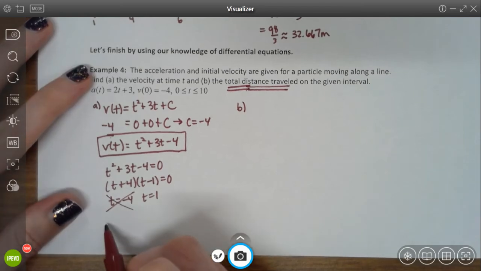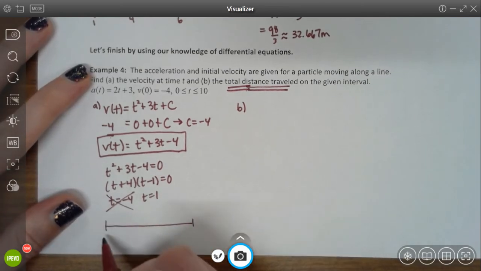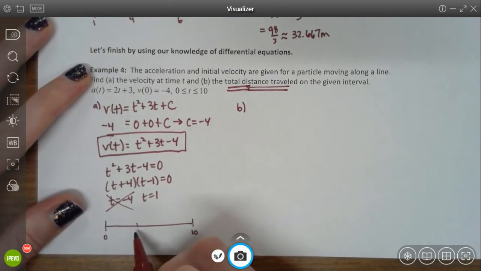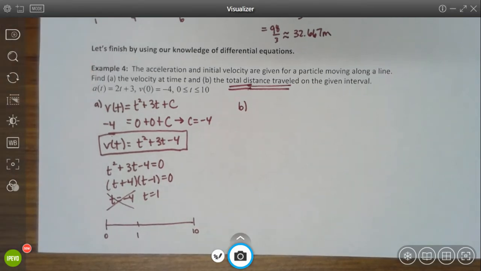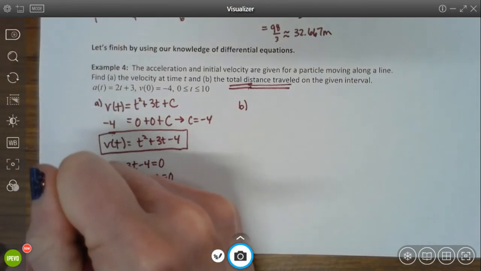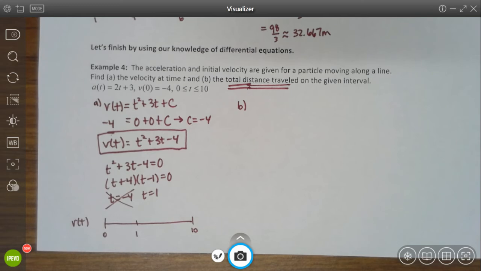this interval? So I'm going to make my number line starting at 0, ending at 10, plopping in 1 somewhere on there. And I'm going to test my velocity function to see which chunk of this number line is my velocity moving negative, and which chunk of my number line is my velocity moving positive.